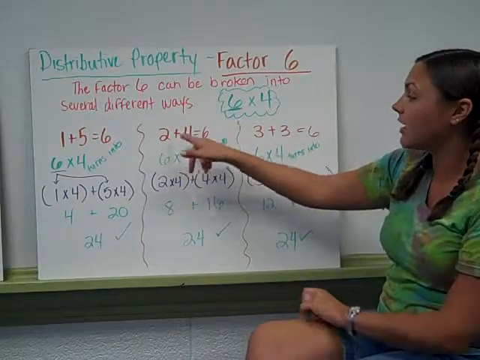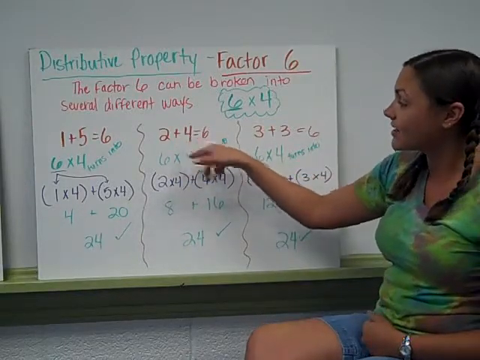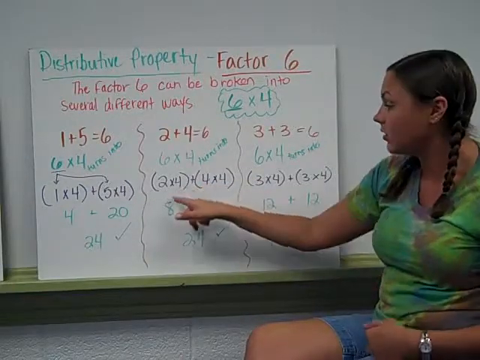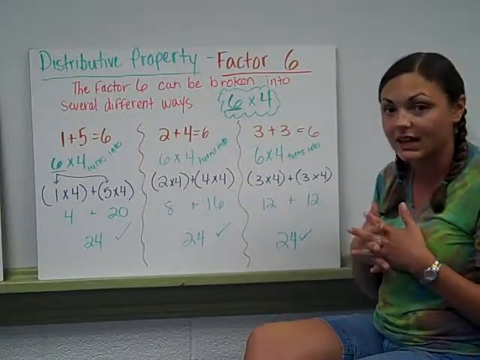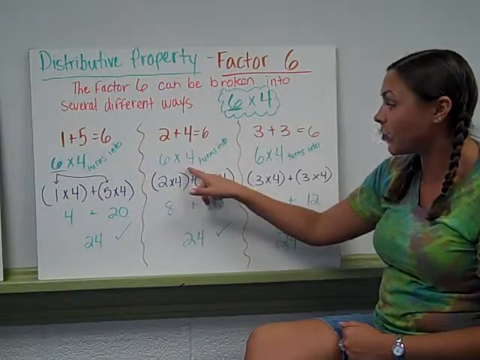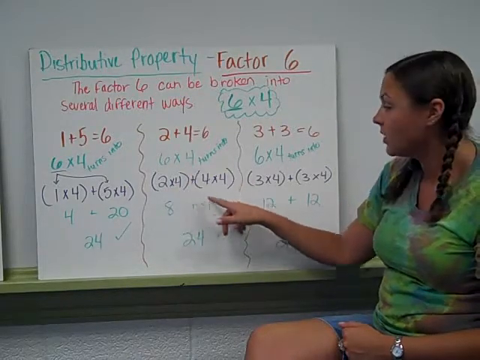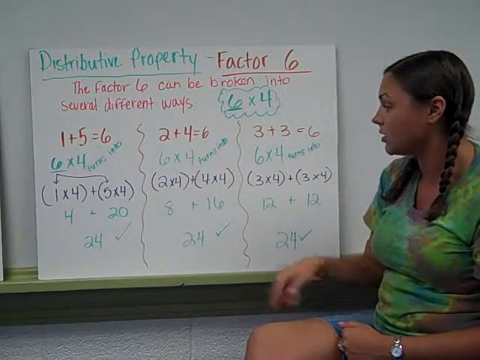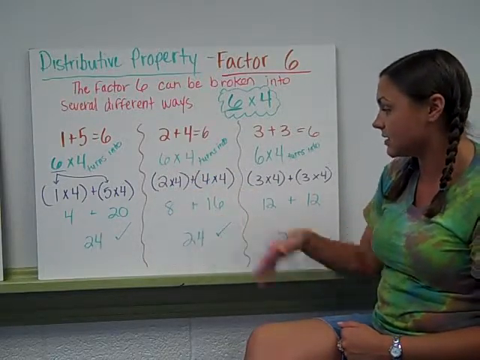Over here I have 2 plus 4. That's how I broke up 6. So my problems down here, I'm going to have 2 separate multiplication problems in which I will come back and add together. I got 2 times 4. My 4 stays the same. I'm not changing my 4. And 4 times 4, because that's what I broke the 6 into, 2 and 4. So I get 8 plus 16.